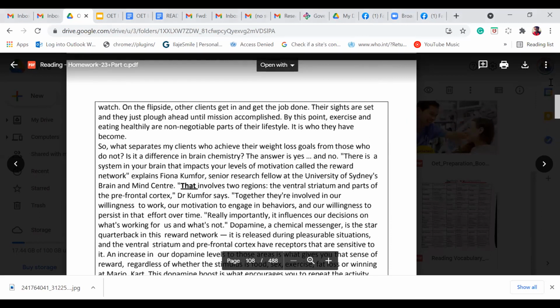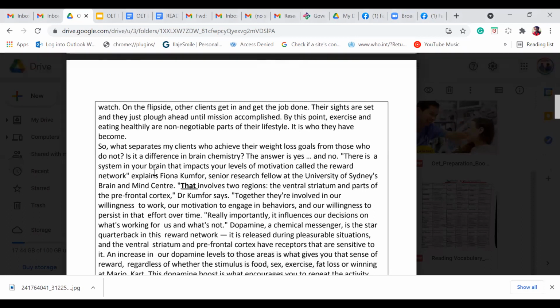Let's see. So it says that there is a system in your brain. It's the system in the brain that is being talked about. What is the system in the brain called? The reward network. So that involves two regions. The reward network involves two regions. Again, if you want to look at the brain, it does not have two regions like that. It's the system in the brain that has two regions.